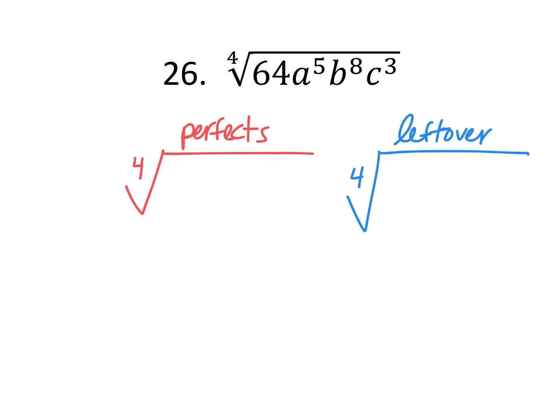All right, so can you please start with 64? Look at your chart. Remember you have perfect fourths. I understand that 64 is a perfect square. That's not what I'm asking. We're doing fourth roots. So look at your chart. We want the perfect fourth that 64 divides by. What is it?